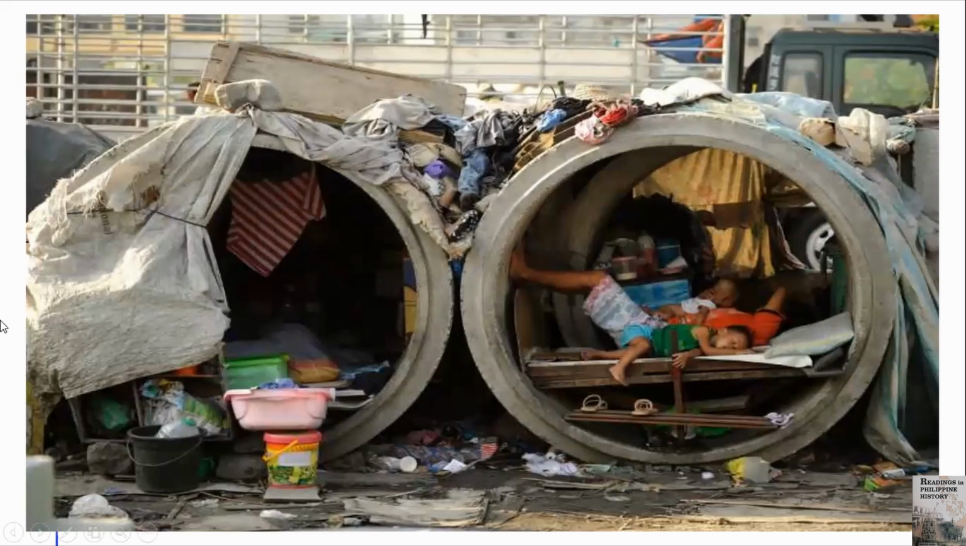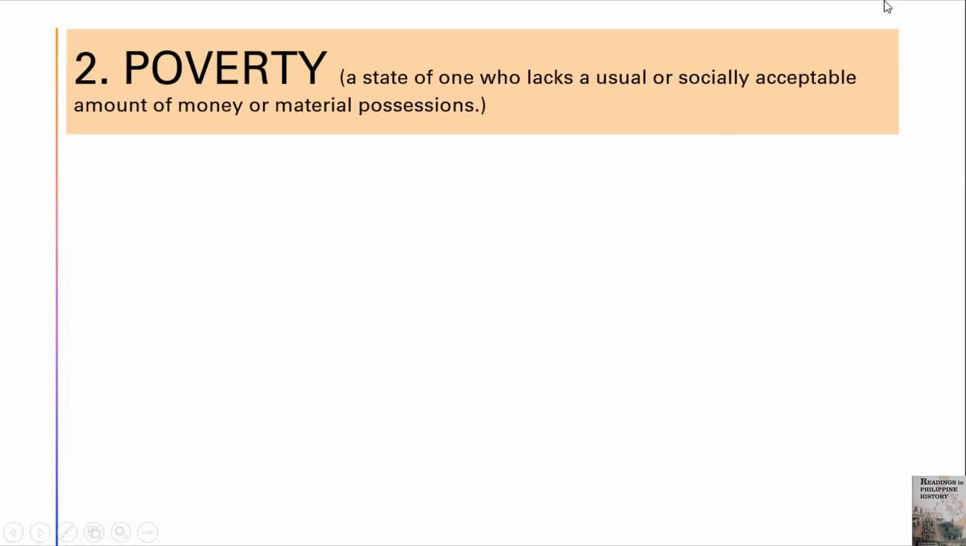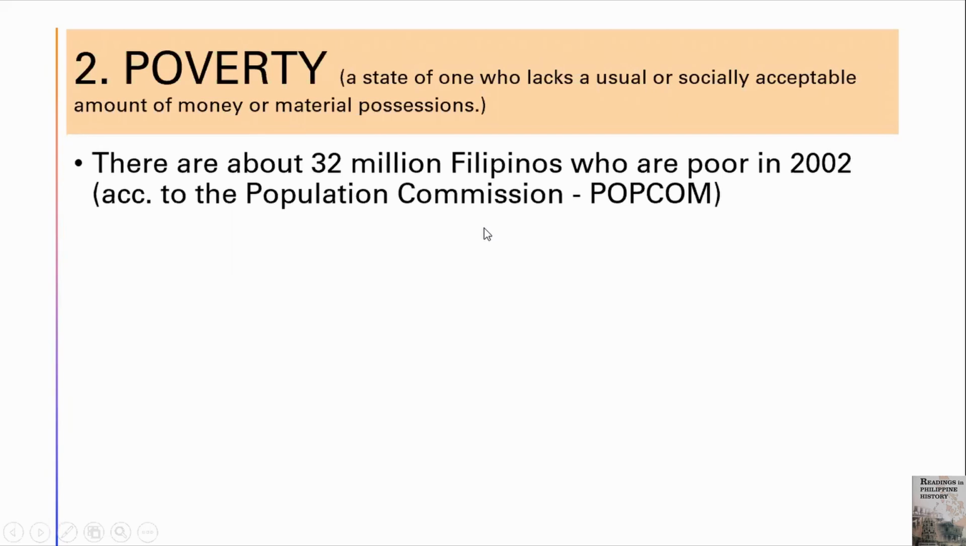So that is about graft and corruption. Now we will go to this issue. Looking at this, they don't have any houses. Say poverty. When you say poverty, it's a state of one who lacks a usual or socially acceptable amount of money or material possessions, or one who cannot buy their own food and doesn't have the necessities. There are about 32 million Filipinos who were poor in 2002. Imagine that, 32 million Filipinos. If only there's no corruption, tagaan na ni sila og 32 million.